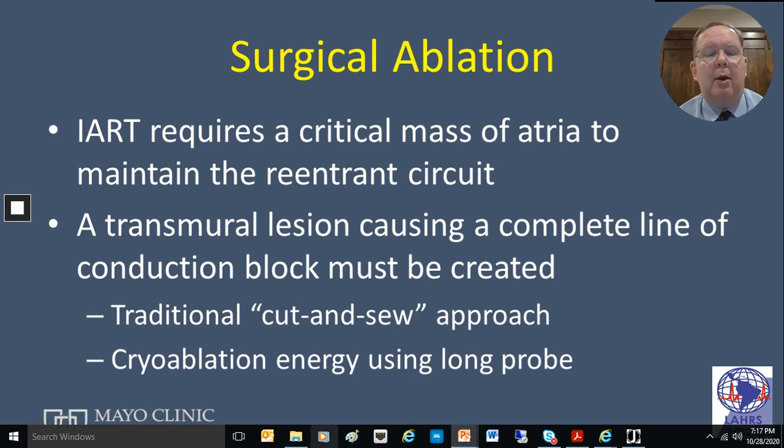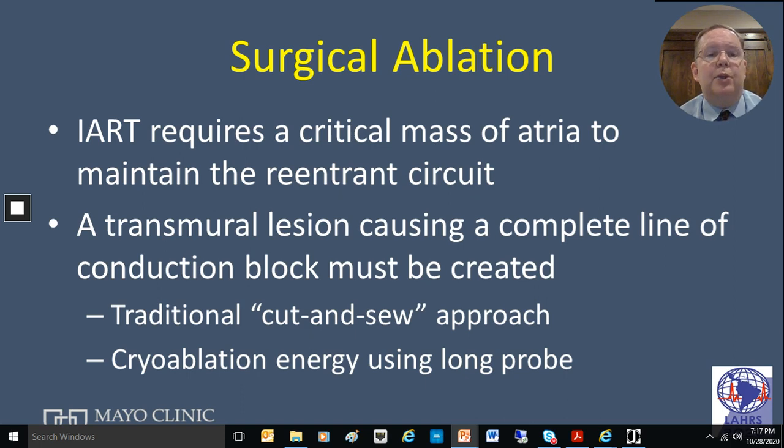In addition to that, we may also perform a surgical ablation. We know that IART requires a critical mass of atria to maintain the reentrant circuit. The larger the atria, the easier it is to maintain the circuit. However, a transmural lesion causing a complete line of conduction block can be created and must be created in order to divide the atrium into much smaller areas that can't maintain this arrhythmia circuit. The traditional cut and sew approach makes a definite transmural lesion because you cut all the way through the tissue. However, this is very time consuming and also creates a large amount of scar.